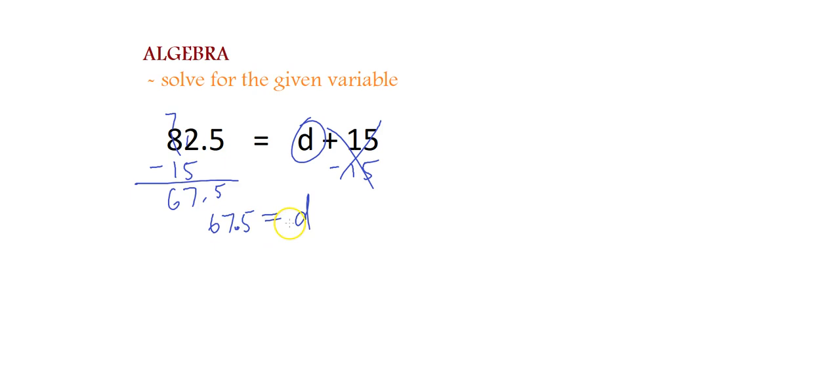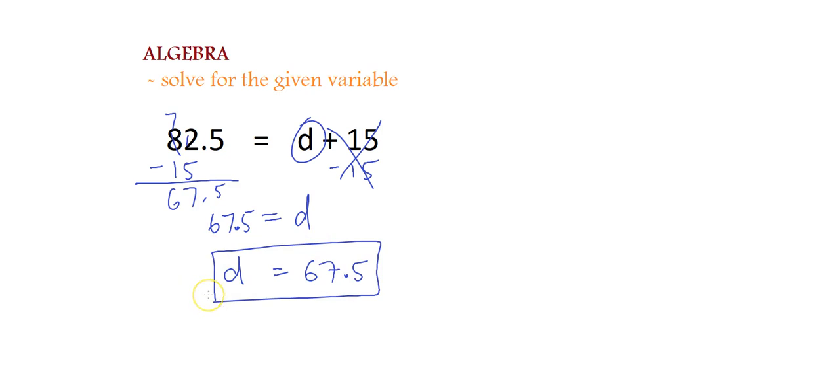And we normally have the variable on the left-hand side and its value on the right. So it's just a simple swap over. So d goes on that side, 67.5 goes on this side, and box the answer.